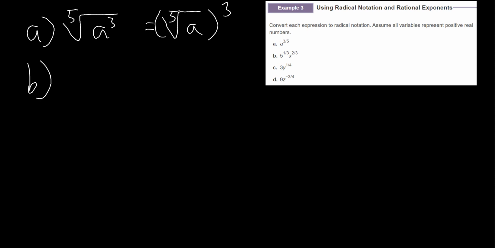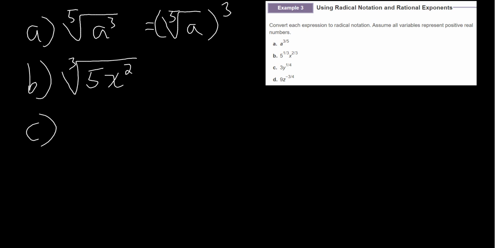B, right? So we have a 3 in the denominator of both of my numbers. I'm looking at B here. It's 5 to the 1/3 and x to the 2/3. So I know this is going to end up being the cube root of 5 and then x to the 2/3, which would be x squared.